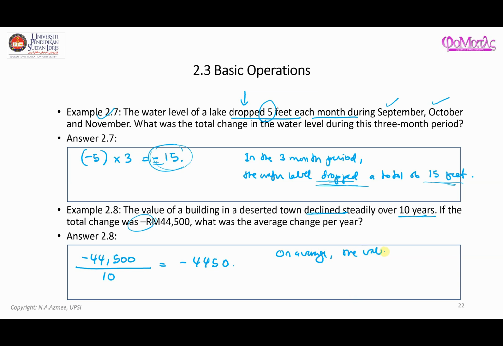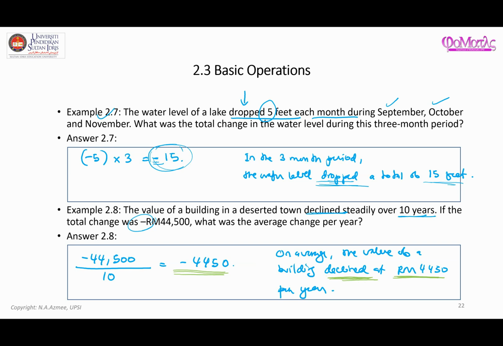This answer can be translated into a statement which says that on average the value of the building declined at RM 4450 per year. So what I'm trying to say here is that when you have negative 4450, it represents the part that it declined at RM 4450. Basically, that's the basic operation.